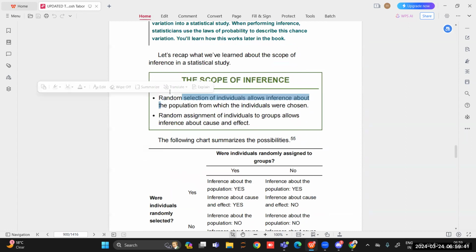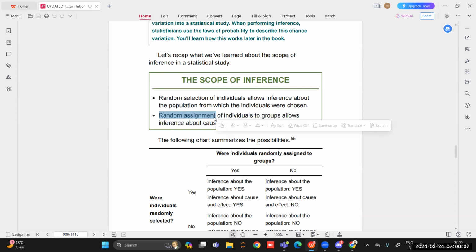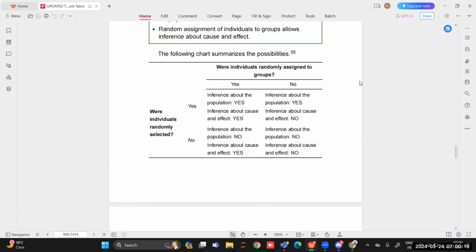Random selection of individuals allows inference about the population from which the individuals were chosen. When we do random selection of the individuals, it allows our conclusion about the population from which the individuals were chosen to be correct. And random assignment of the individuals to two groups allows inference about cause and effect. When we do random assignment to the treatment, it is done to the students based on the groups, so it generally gives us better inference upon cause and effect. What are the cause and effects on it? Is it clear? So that is the thing.